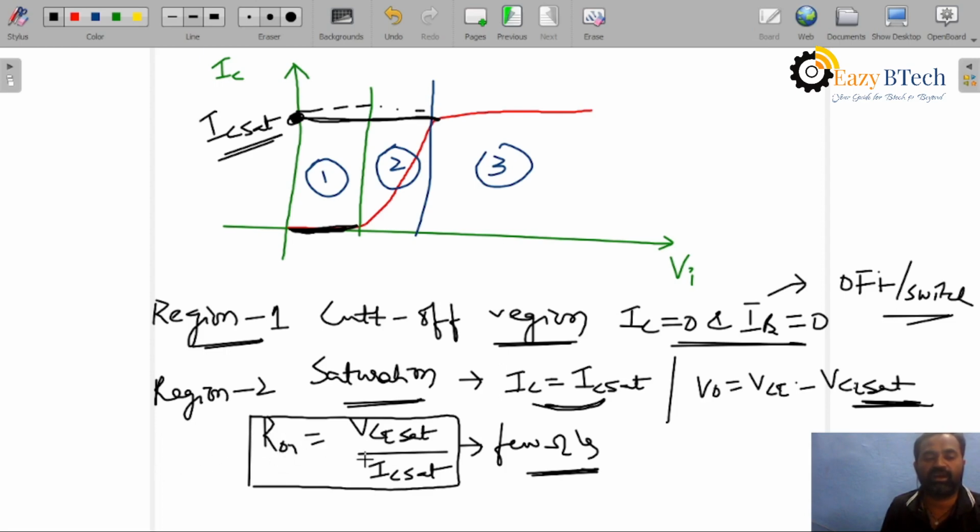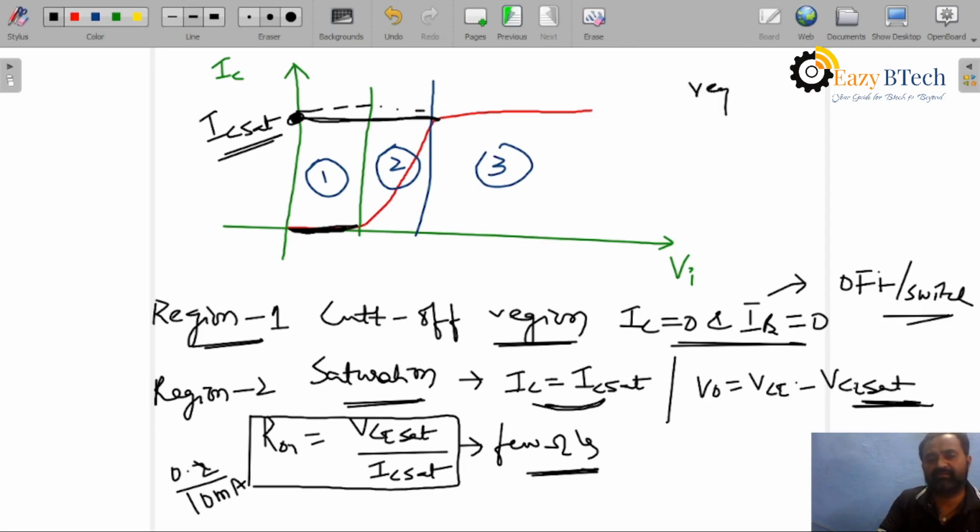Here R on is equal to VCE sat, which for example you can take as 0.2, and IC sat is maximum, for example 10 milliampere. Then you can calculate it, and you get a very small resistance.